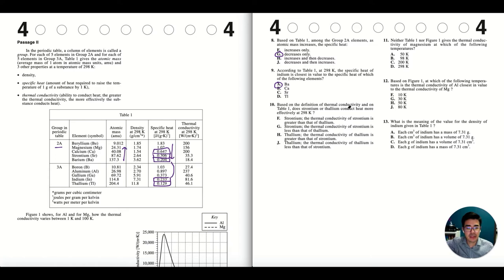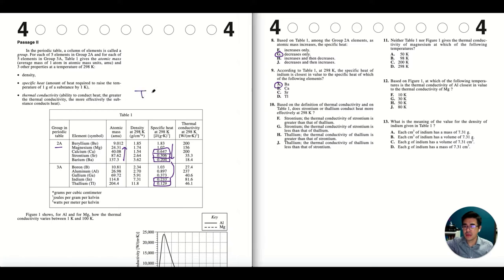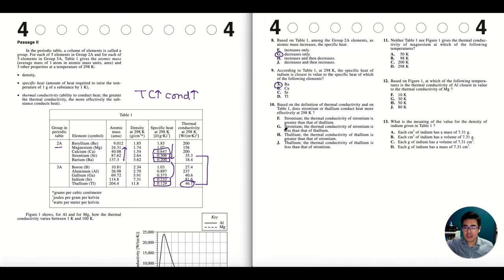Based on the definition of thermal conductivity and on table one, does strontium or thallium conduct heat more effectively? Okay, we want the definition of thermal conductivity. Here: ability to conduct heat, the greater the thermal conductivity, the more effectively it conducts heat. So we want the greater thermal conductivity. Strontium and thallium, we want the one that's greater. So strontium is greater, so it's, no, I got it backwards. Whoa. Thallium is greater. The thermal conductivity is greater than that of strontium. Greater, not less than. Whew. Close call there.